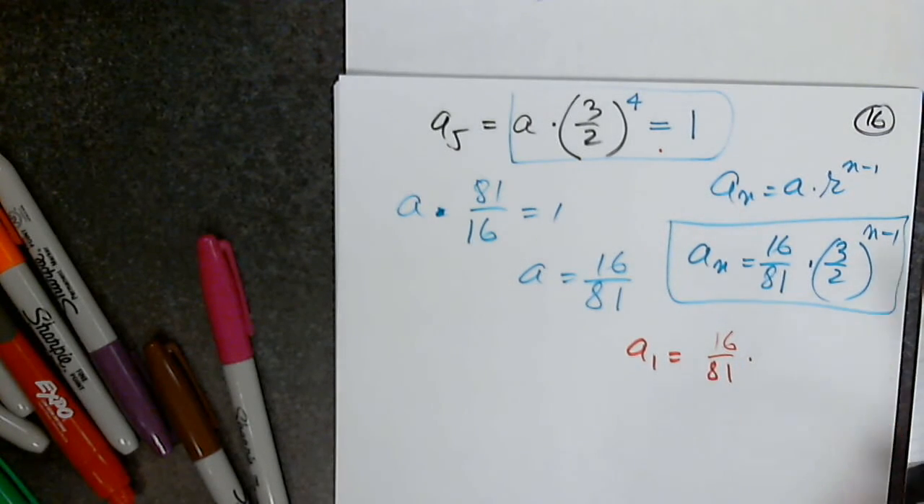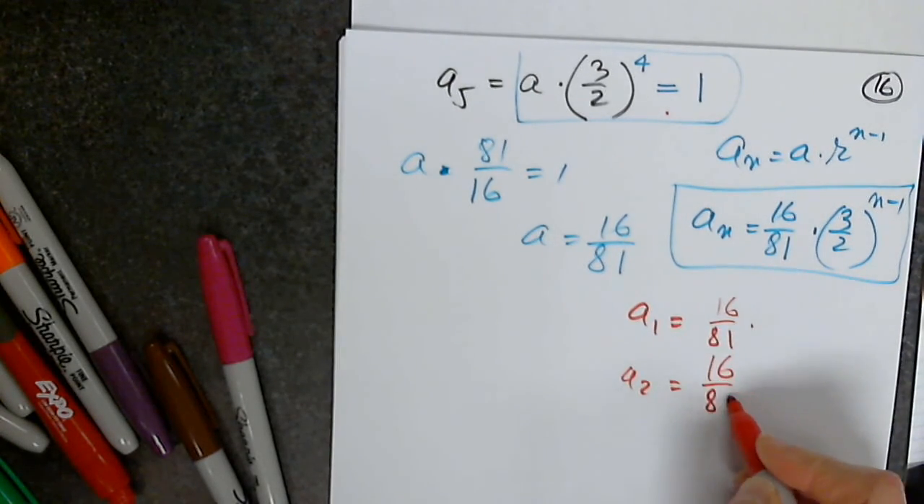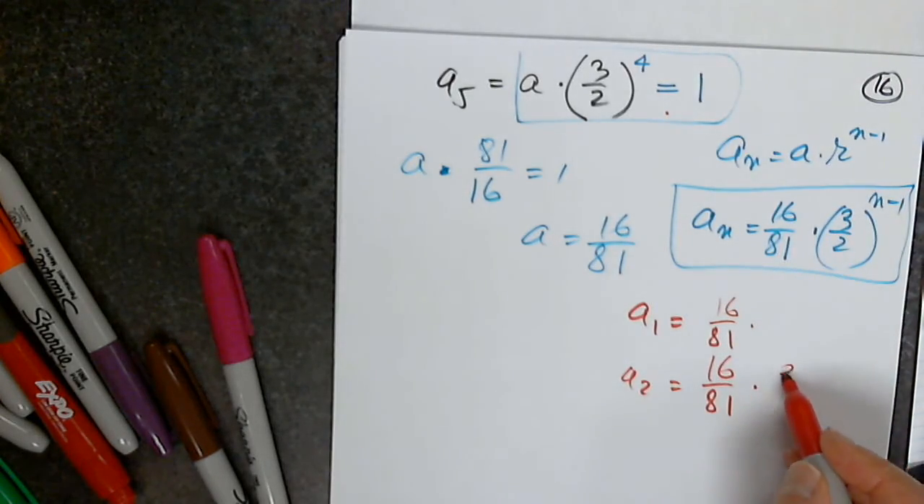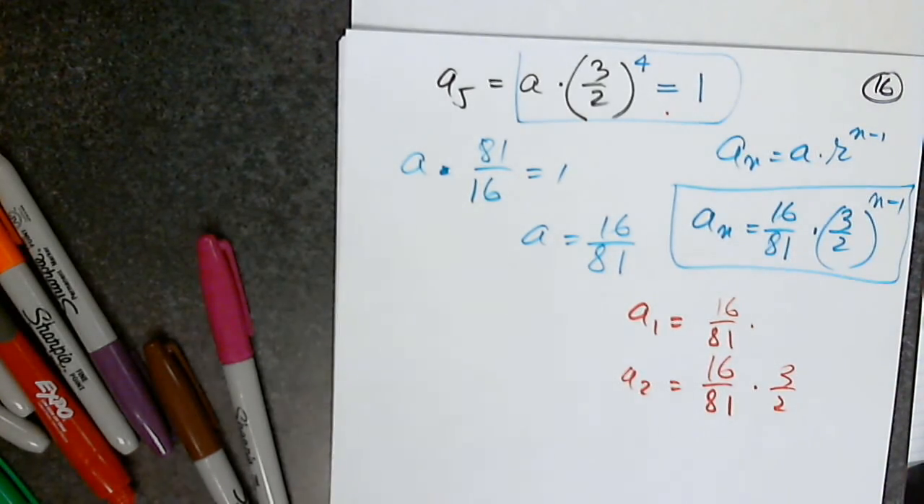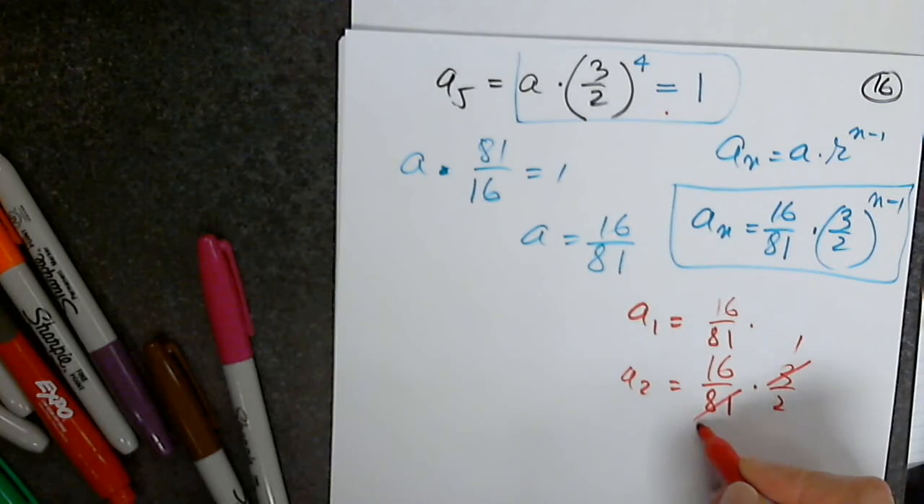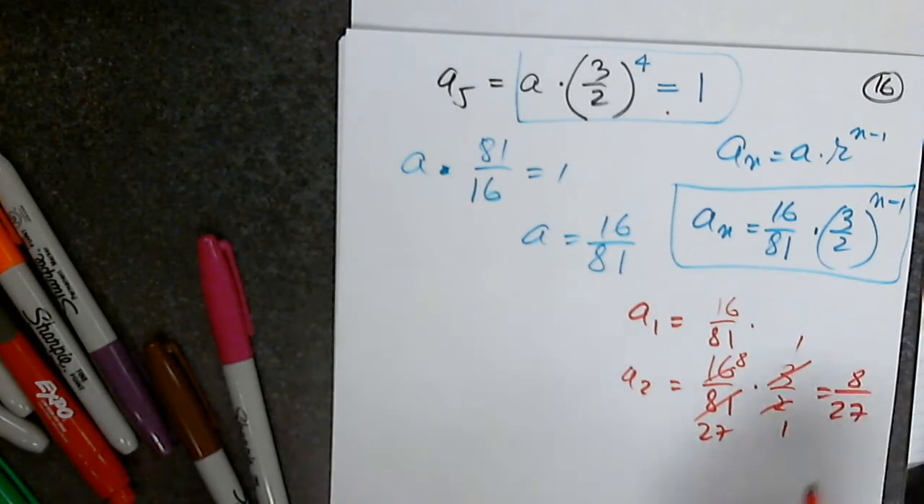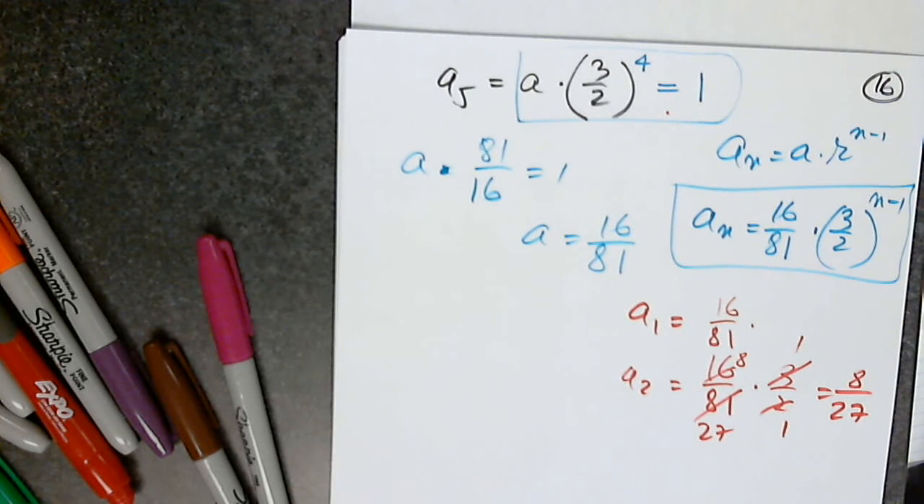Multiplied by 3/2 to the power 0, which is 1. Perfect. Give me A2. 16 over 81 multiplied by 3/2 raised to 2 minus 1, which is 3/2. So I will simplify, and I get 8 divided by 27. And in the same way, I determine A3 and A4. Any questions?